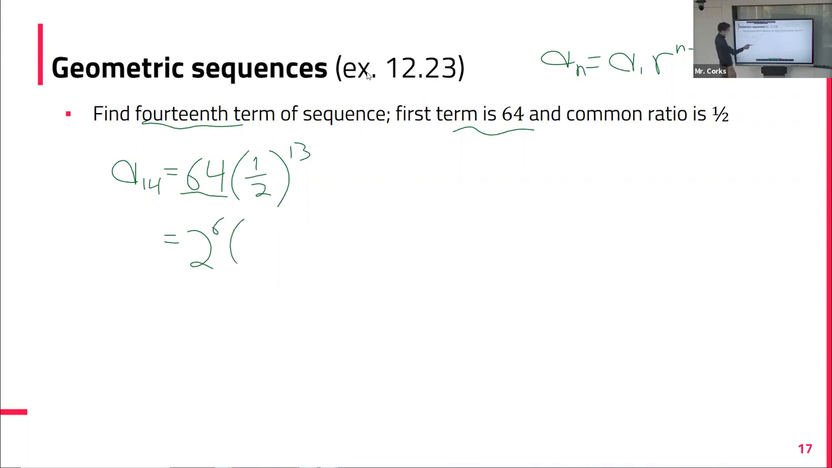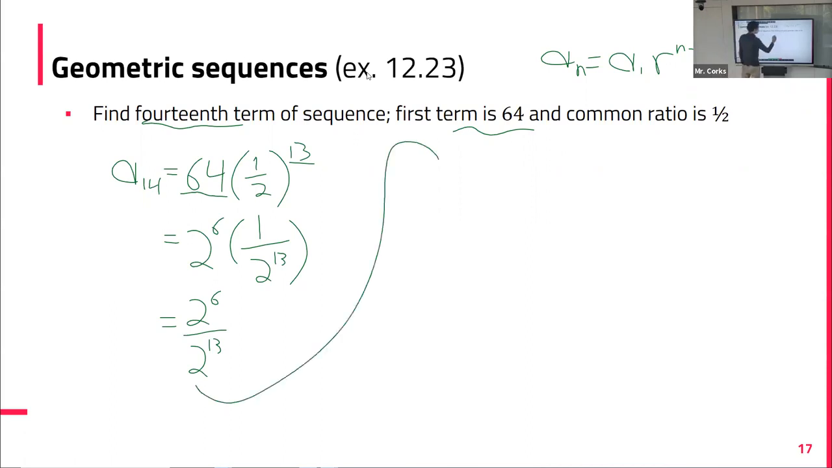So 64 is 2 to the exponent 6. I'll do the exponent rules a little bit slowly in case some people forgot some of those parts. The exponent, we can bring into both parts. So 1 to the exponent 13, which is just 1, and 2 to the exponent 13. Combine this: 2 to the exponent 6 over 2 to the exponent 13. I see now where you got the 2 to the exponent 19, you added them.